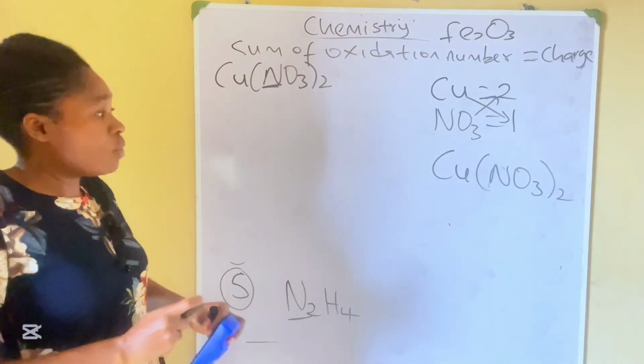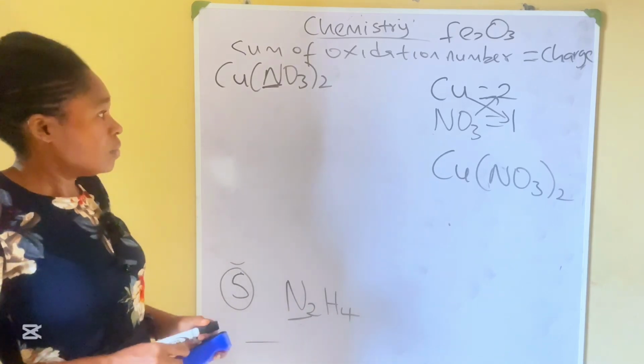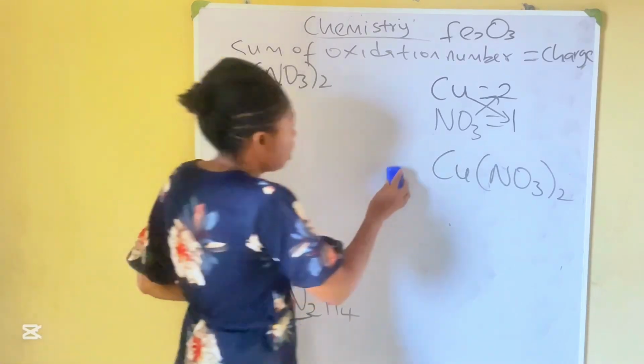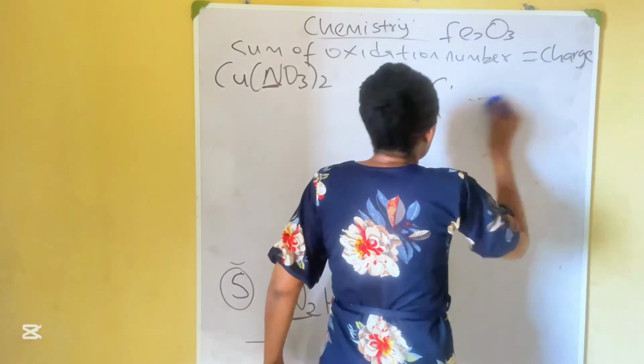I did a video on how to write chemical formula. Very interesting. Go through it. You're going to learn a lot. All right, let's look at it. So the association number of copper here is what? +2.